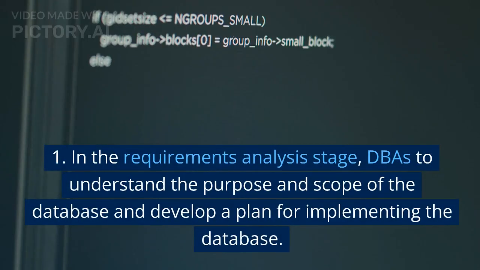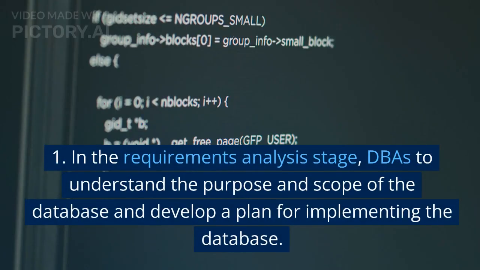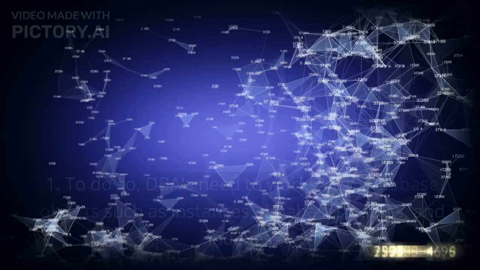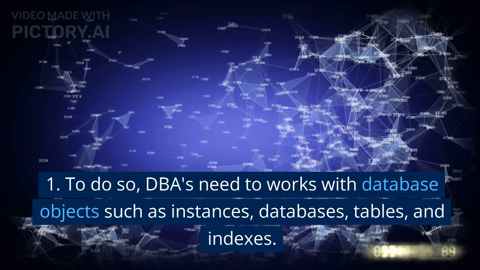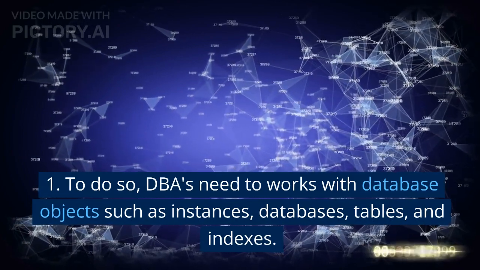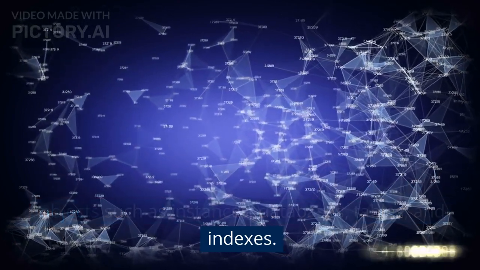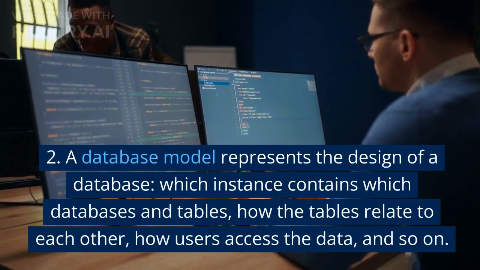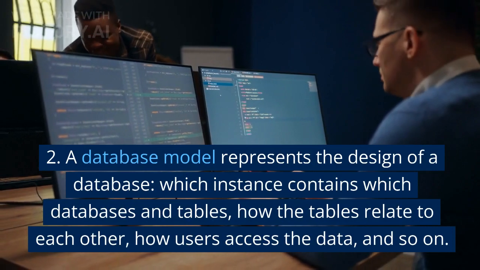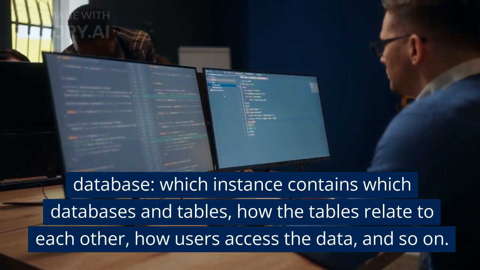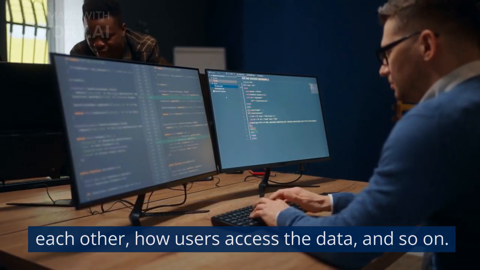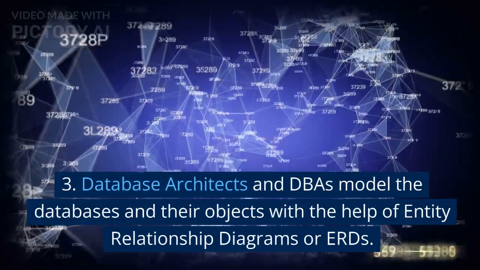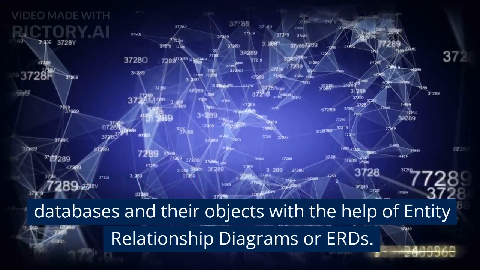1. In the requirements analysis stage, DBAs understand the purpose and scope of the database and develop a plan for implementing the database. To do so, DBAs need to work with database objects such as instances, databases, tables, and indexes. 2. A database model represents the design of a database: which instance contains which databases and tables, how the tables relate to each other, how users access the data, and so on.